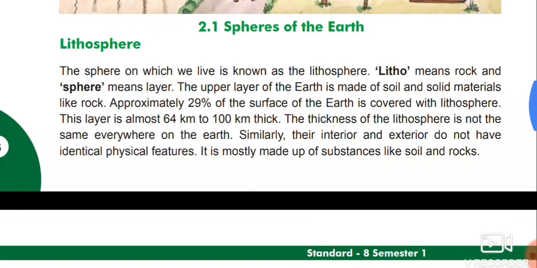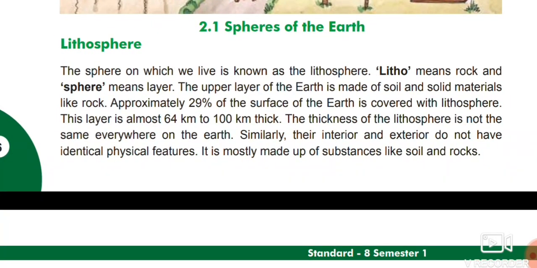First, let's study in detail the lithosphere. The sphere on which we live is known as the lithosphere. Let's break the word. We get litho and sphere. Litho means rock, and sphere means layers. The upper layer of the earth is made of soil and solid materials like rock.